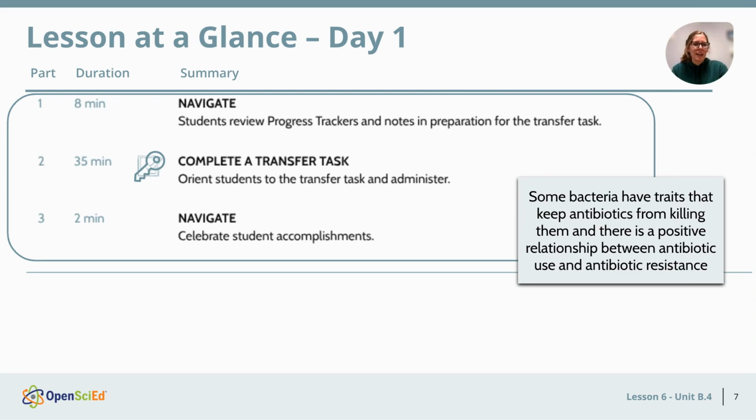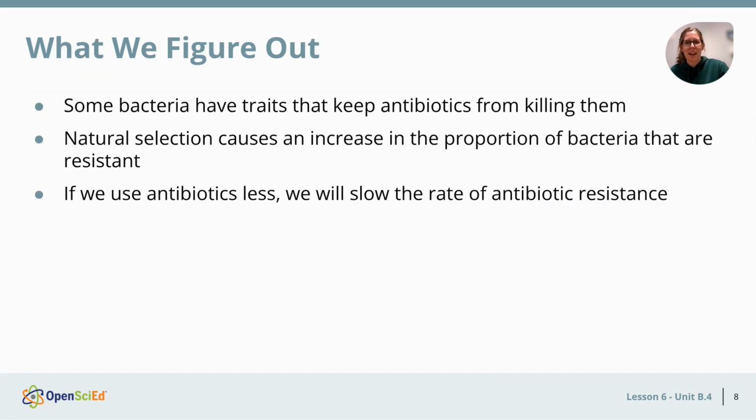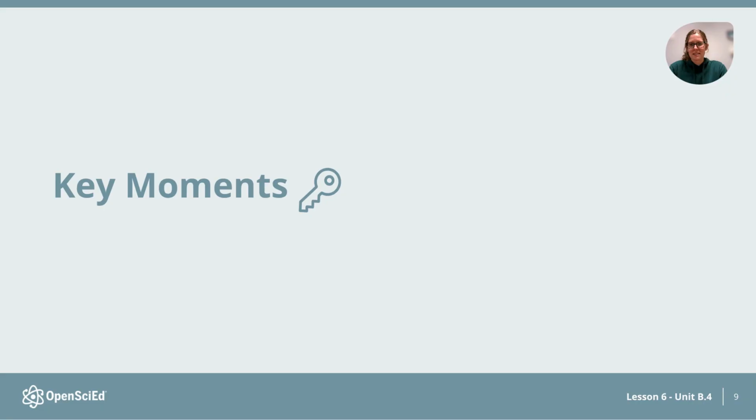And we're wondering, are there other phenomena we can apply our generalized model of population change to? All right, what we figure out. Some bacteria have traits that keep antibiotics from killing them, and natural selection causes an increase in the proportion of bacteria that are resistant. And if we use antibiotics less, we will slow the rate of antibiotic resistance.